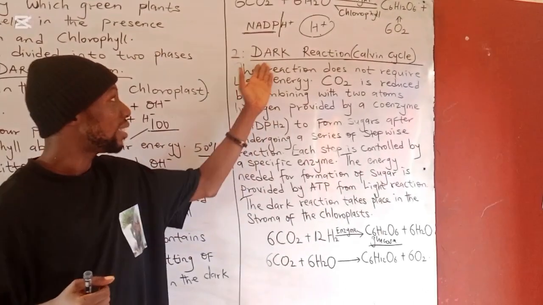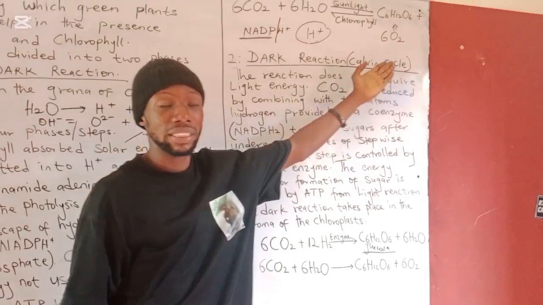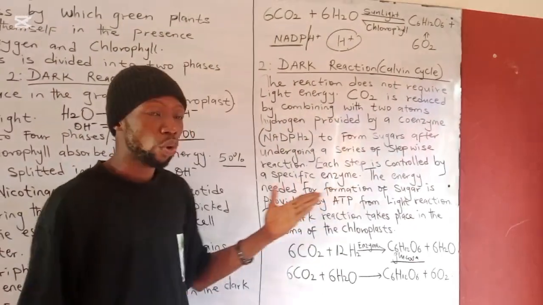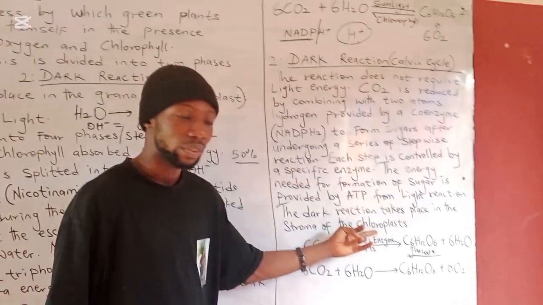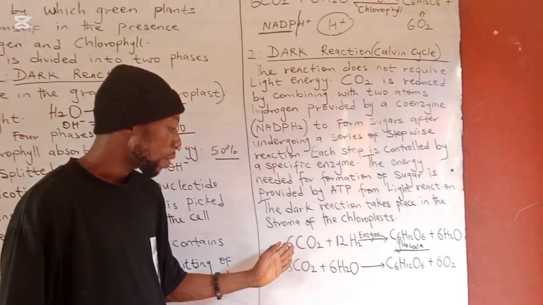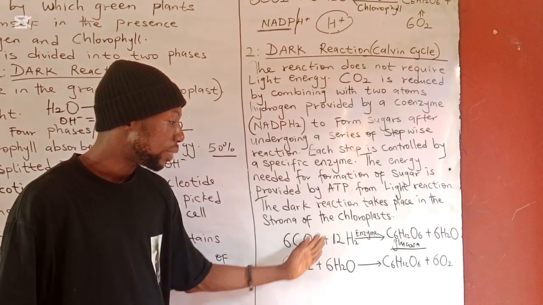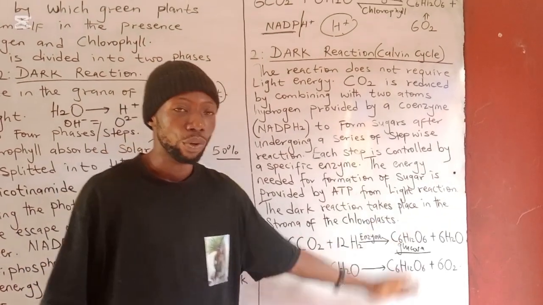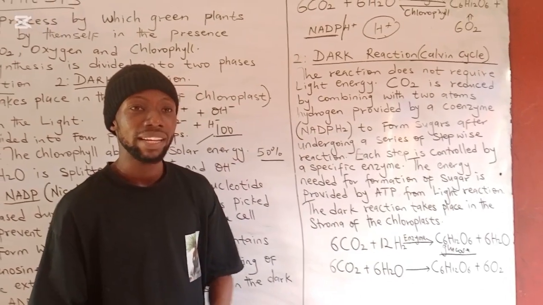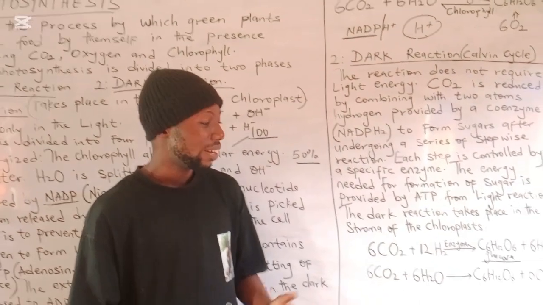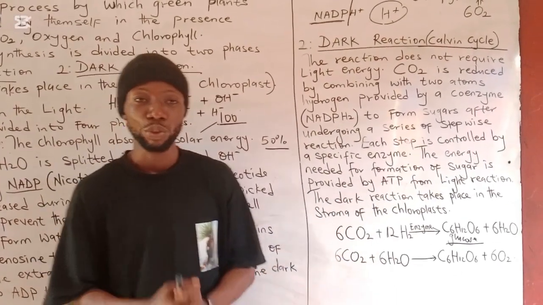Now this dark reaction is also known as the carbon cycle, and it occurs at the stroma of the chloroplast. This is where it takes place, where the carbon dioxide combines with hydrogen to form glucose. Remember, the whole process is controlled by enzymes, and it takes place at the stroma.